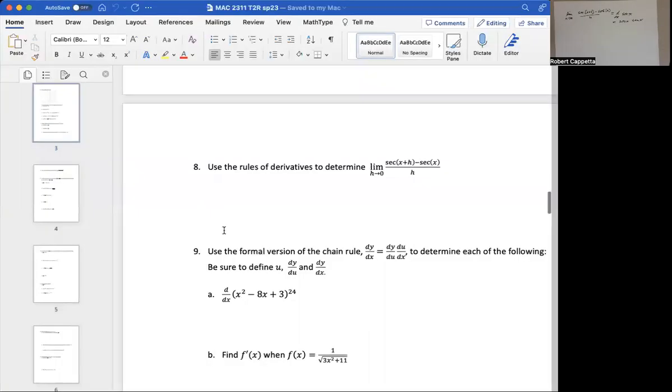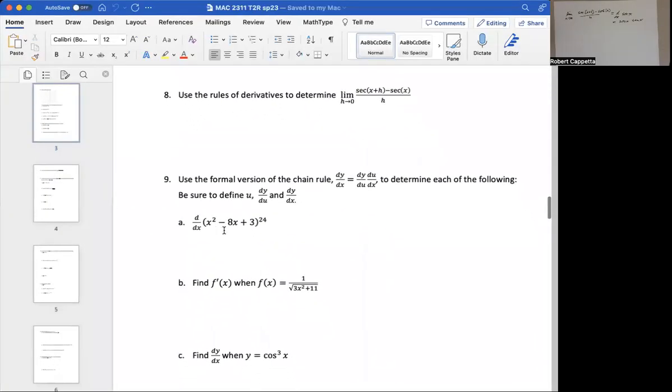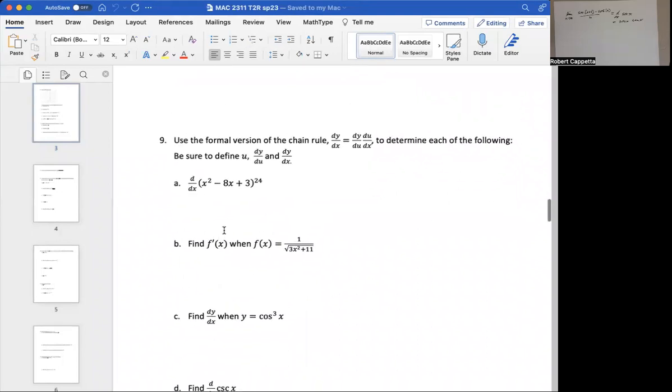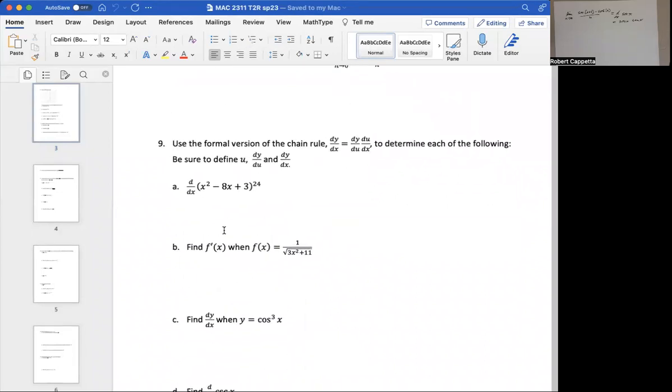Then we get to number 9, which is the dy du dx stuff of the chain rule. So let's take a look at all of that great stuff. What are we going to have?